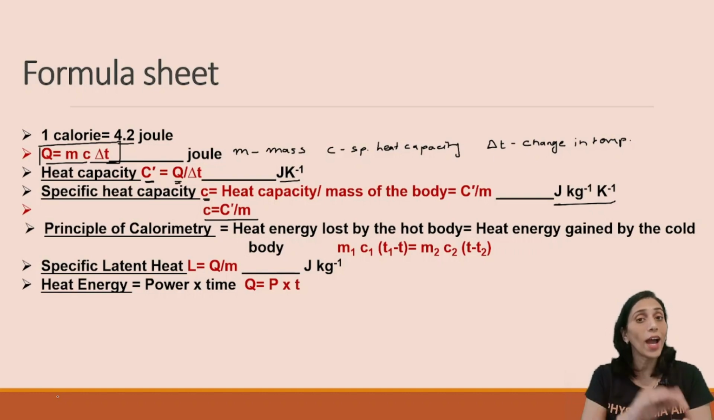When two bodies at different temperatures are kept in contact, there is a formula derivation for that, which is M1C1. If you see M1C1, what does M1C1 stand for?